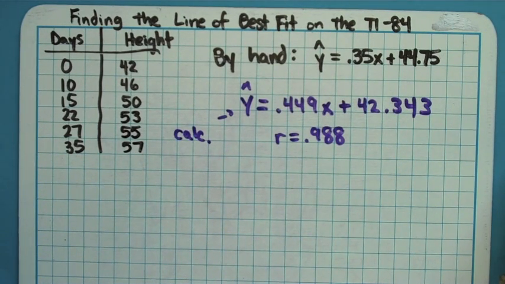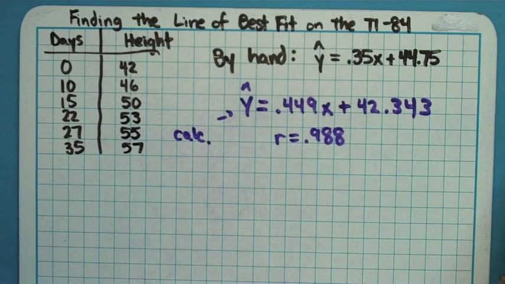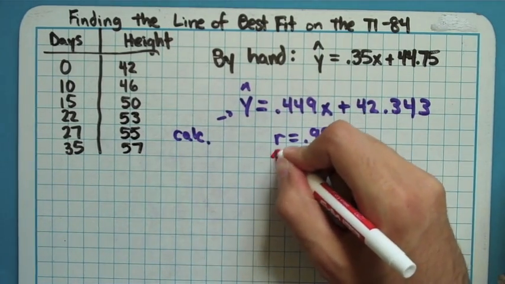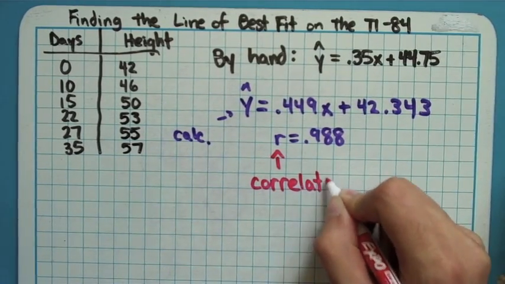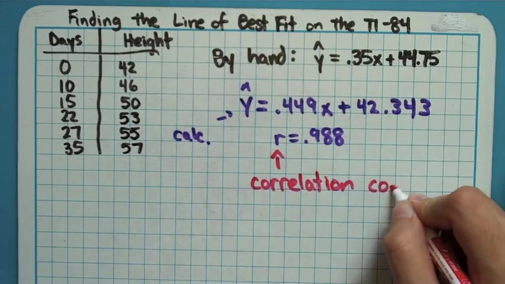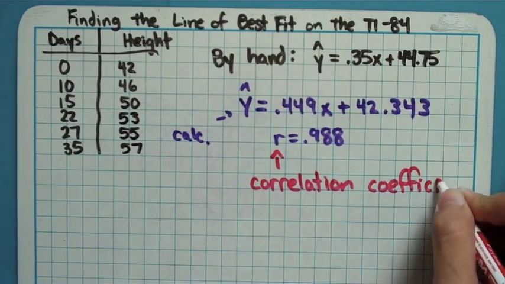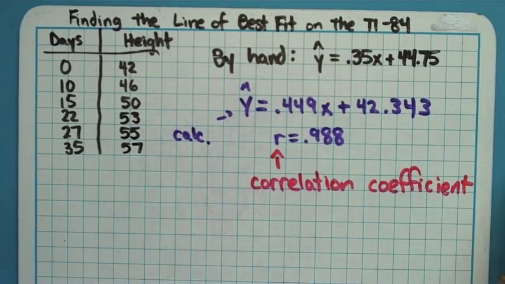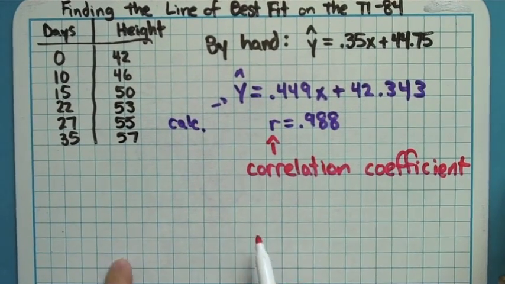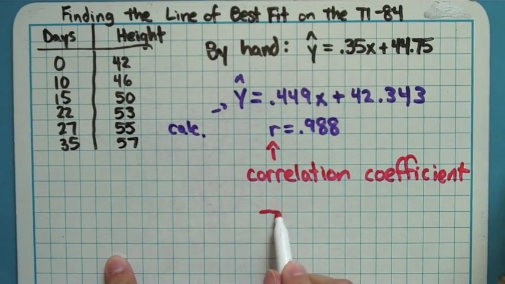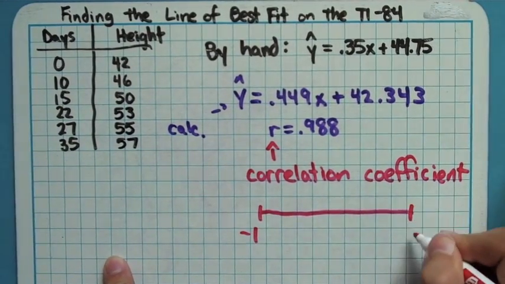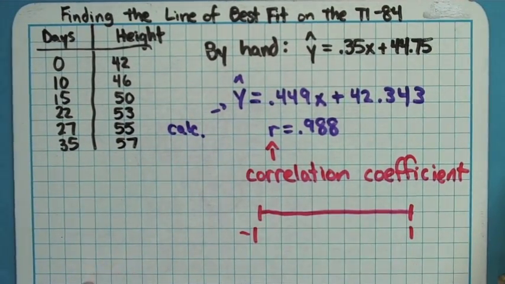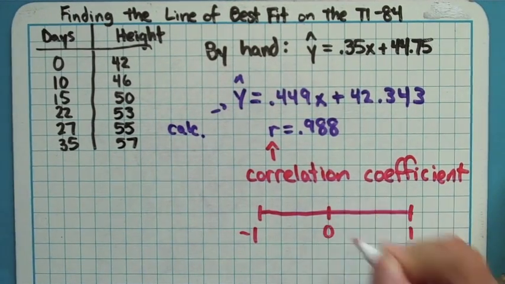And I want to close out this video by talking about this r right here. R has a special name called the correlation coefficient. And the correlation coefficient is always going to be a number in between -1 and +1. So I'm going to draw a little number line right here. We got -1 on this end, and we have +1 on this end. So at 0.988, it's between those two numbers. We got 0 right here in the middle.